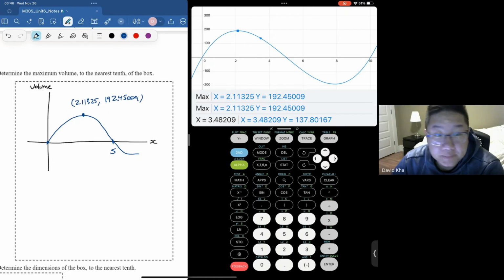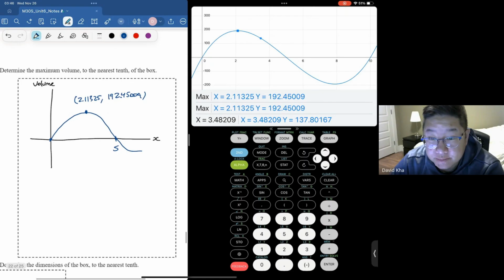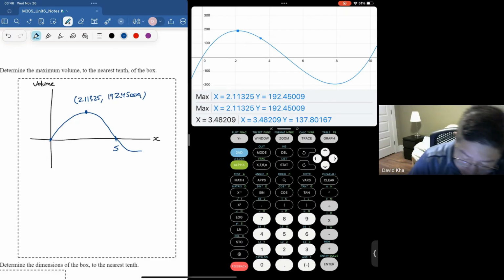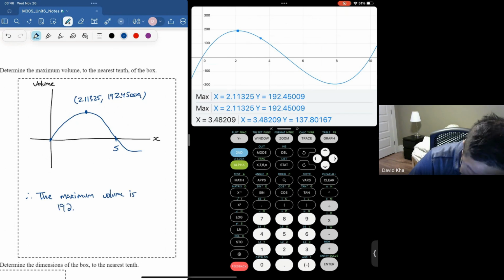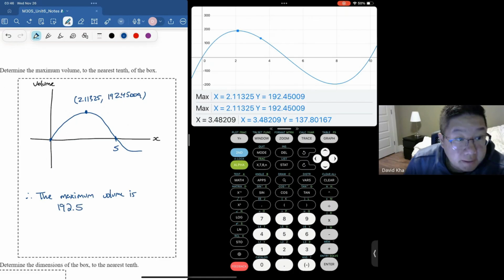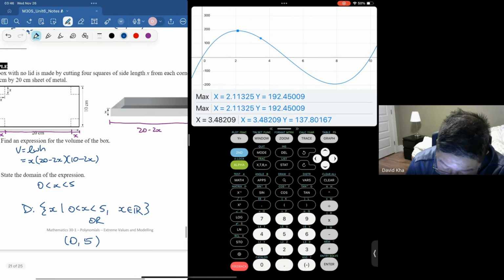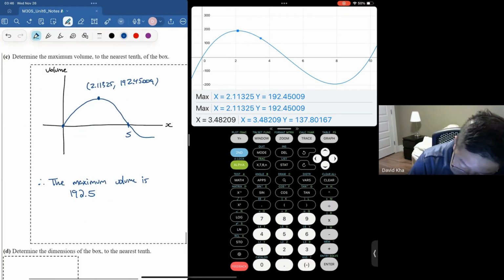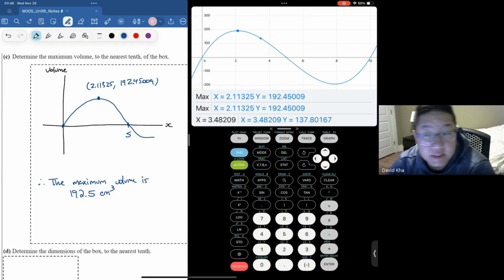And so what's the question asking for? Determine the maximum volume to the nearest tenth. So therefore, the maximum volume is 192.5. Are there units in this? Centimeters cubed. I think that would do it.